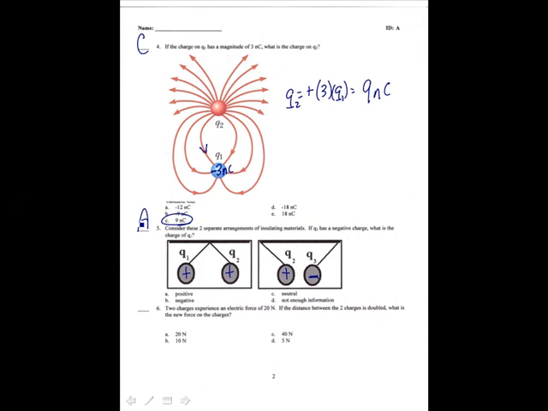Two charges experience an electric force of 20 newtons. If the distance between the two charges is doubled, what is the new force on the charges? Okay, well, we know that our force is k Q1 Q2 over r squared. If we double this distance, then that makes our force go down by a factor of 4. So our force was initially 20. 20 divided by 4 is 5. That's D.